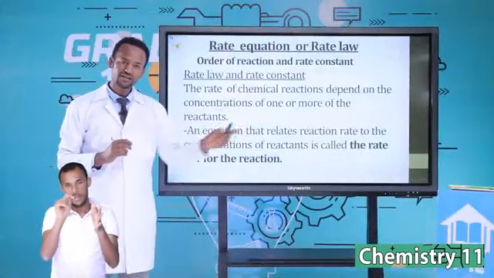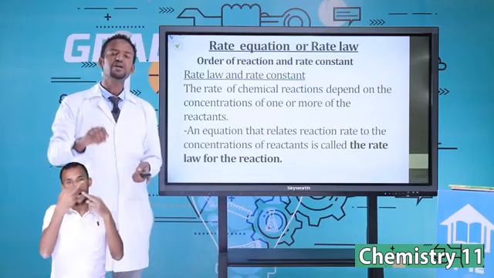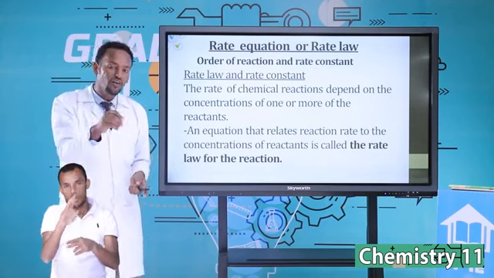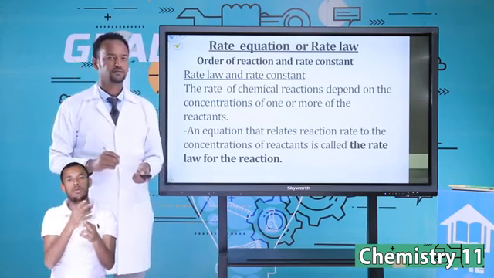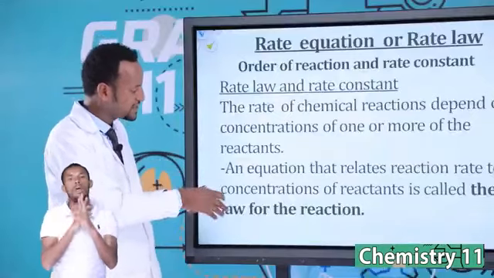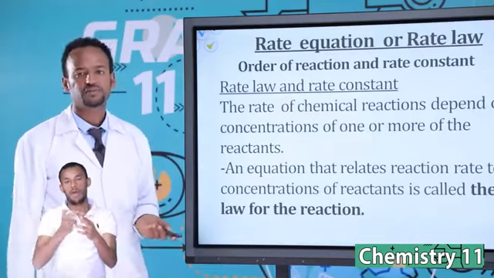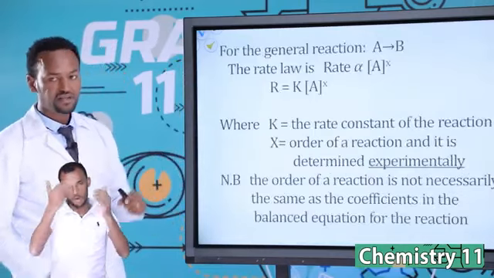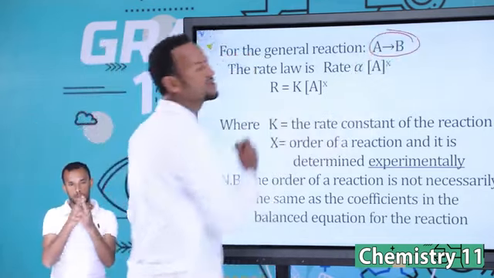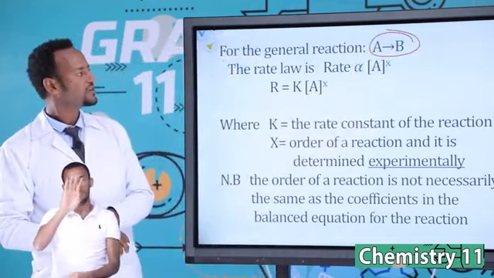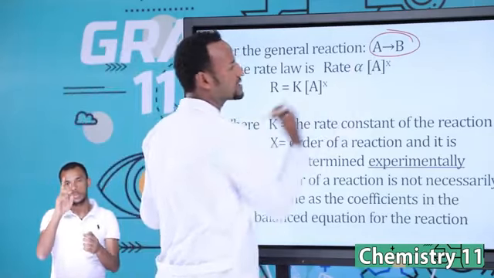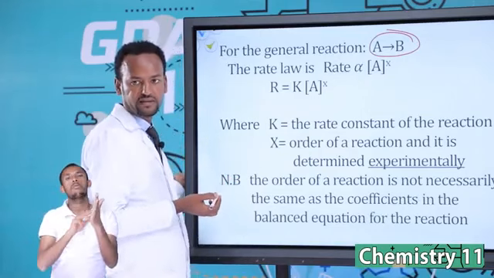The rate of a chemical reaction depends on the concentrations of one or more reactants, not products. An equation that relates the rate is known as the rate equation. For a simple reaction, A is converted into B. Students, what is A? A is the reactant, B is the product.